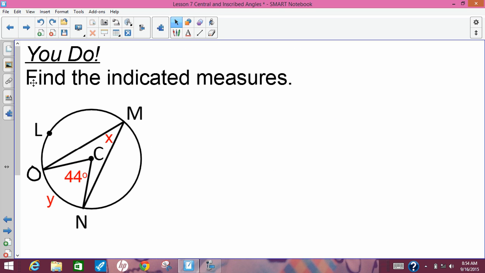I want you to try this you-do problem. There are 2 values you need to find: x and y. It's a little different than the problems we did. It's a combination of an inscribed and a central angle. Give it a shot and then check your answer in class.